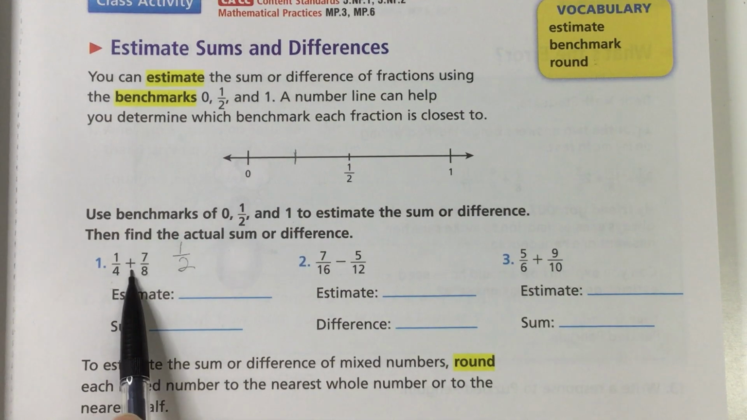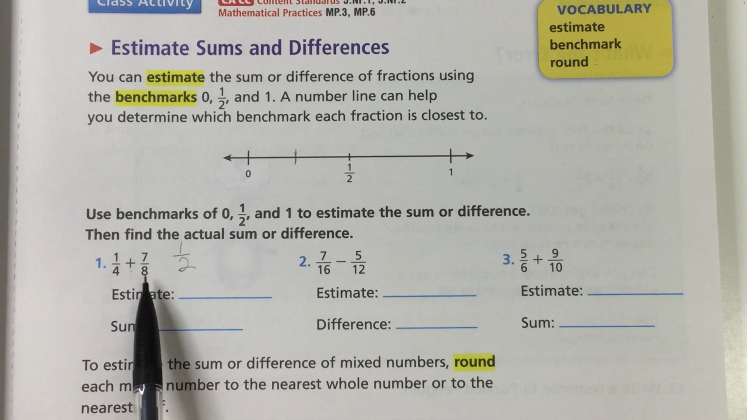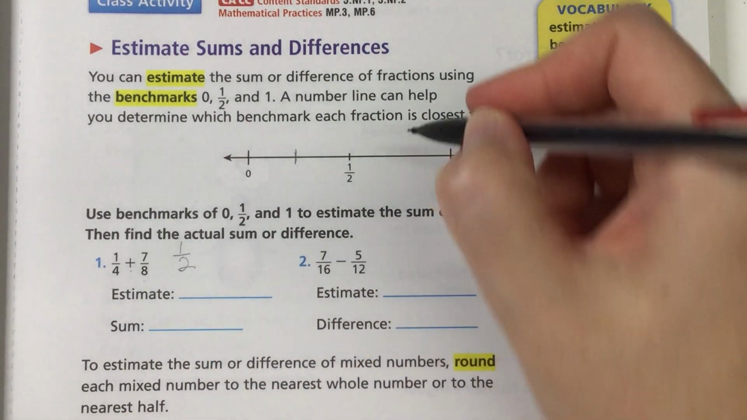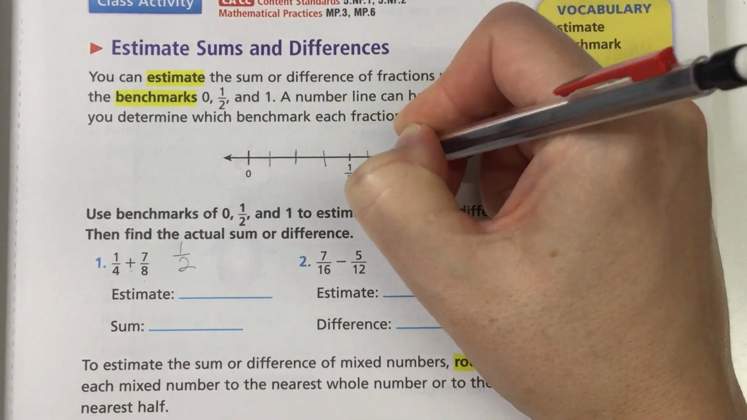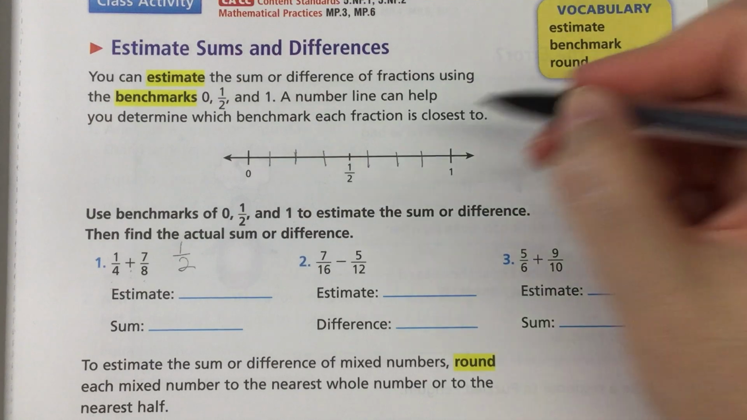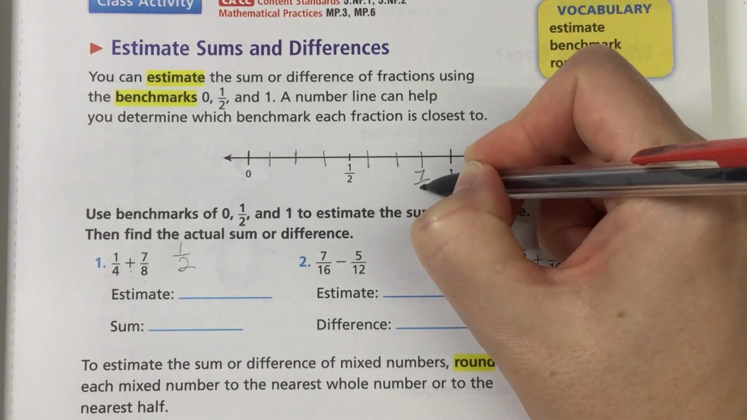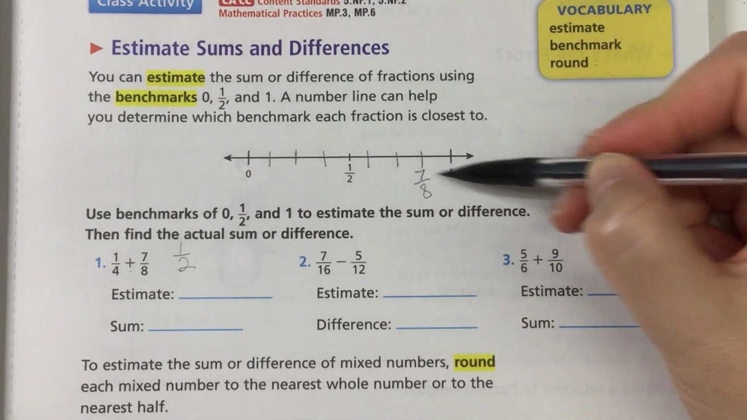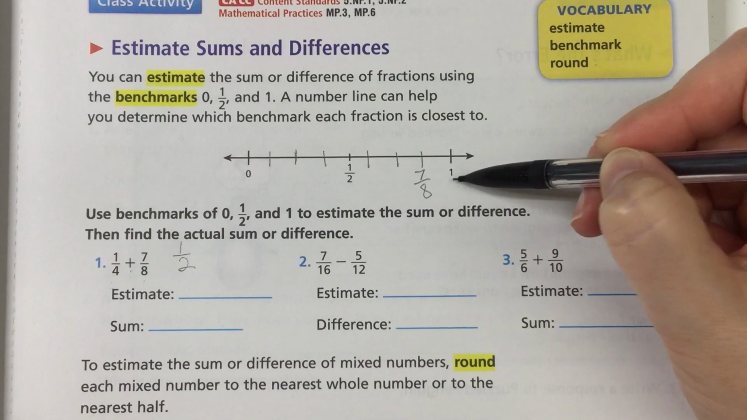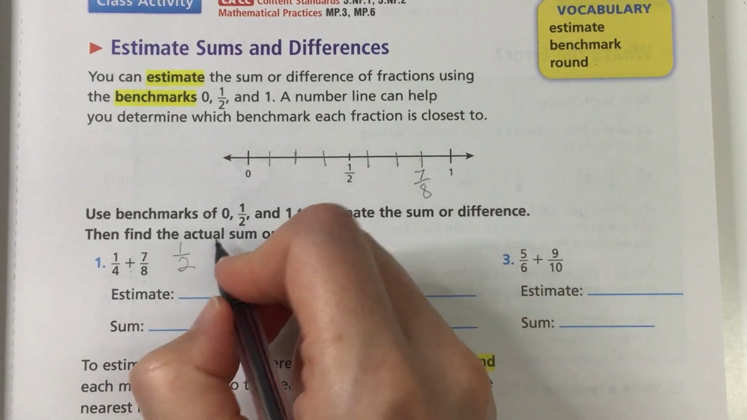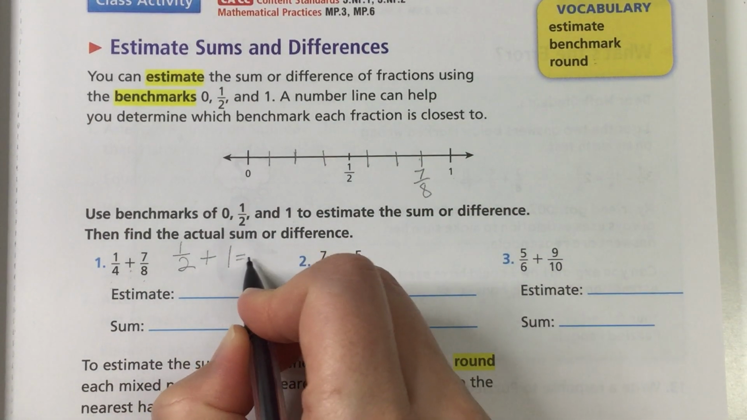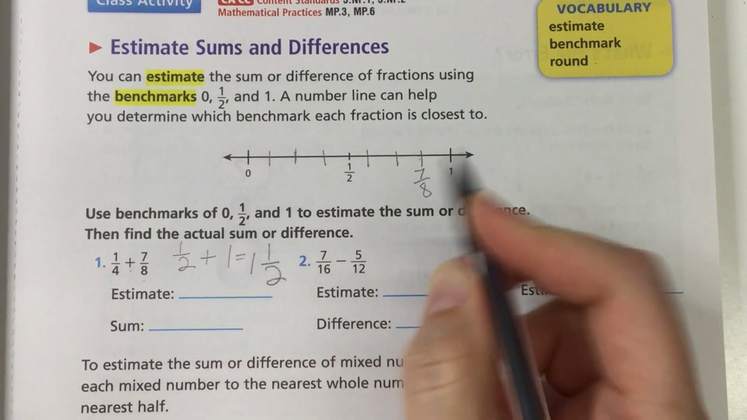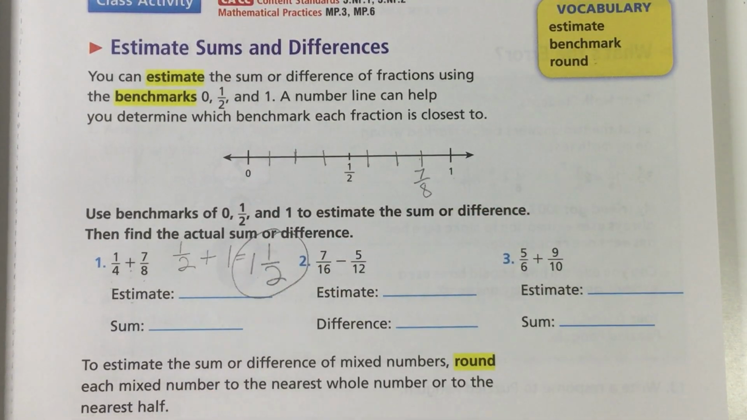Now 7/8. 7/8 seems like it's really close to 1 whole. And I can tell that by dividing my number line into eighths here, and I would know that 7/8 is going to go there. Oh, 7/8 is really close to 1. So I'm going to round 7/8 to 1. So 1/2 plus 1 equals 1 and 1/2. That's my estimate.